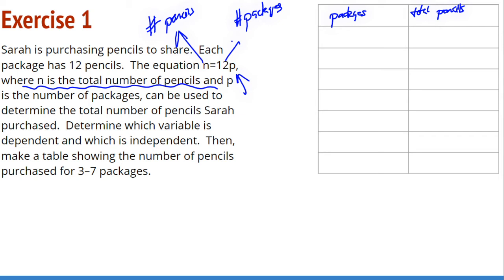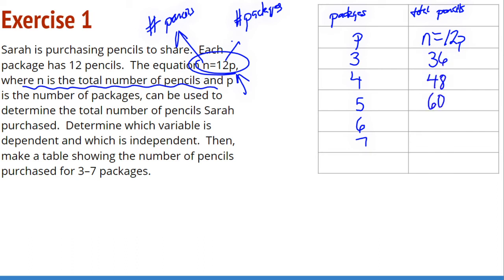Make a table showing the number of pencils purchased for 3 through 7 packages. So I'm going to use the variable p for packages, and I've got my total is going to be equal to 12 times my packages. I'm just using my equations here. And let's see, packages is p and n is equal to 12p. There we go. So I've got 3 packages, 4, 5, 6, 7 packages, and 3 times my number of packages is 36, 4 is 48, 5 is 60, 6 is 72, and 7 is 84.